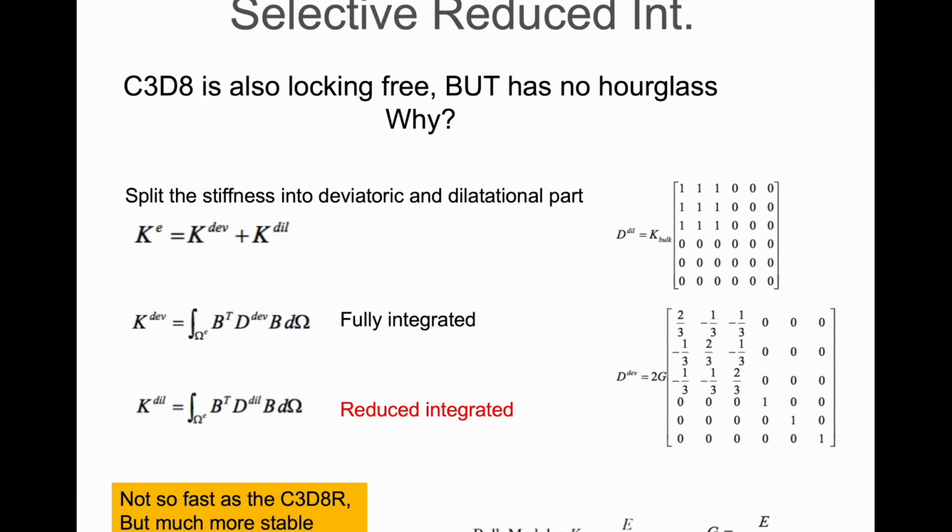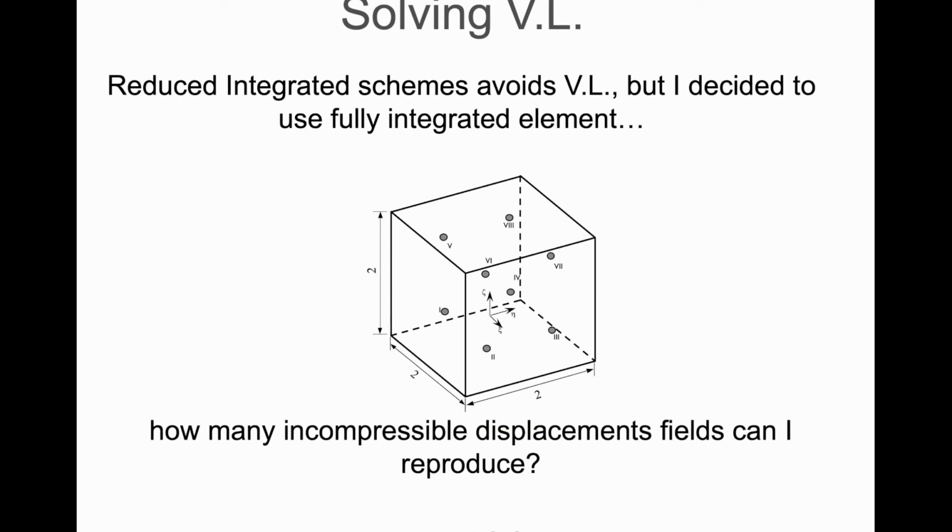So the element is semi-reduced in terms of integration, not completely, like the C3D8R. And with that, you can avoid the volumetric locking, okay? But you don't suffer from the hourglass phenomenon, okay? So bottom line, not as fast, because the C3D8R is doing calculation on just one integration point instead of 8, but it is way more stable, okay?